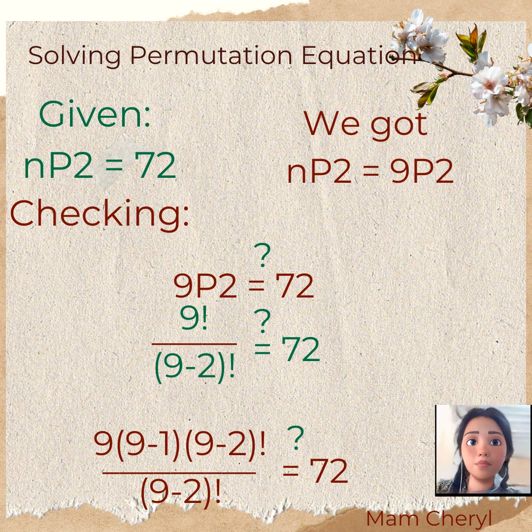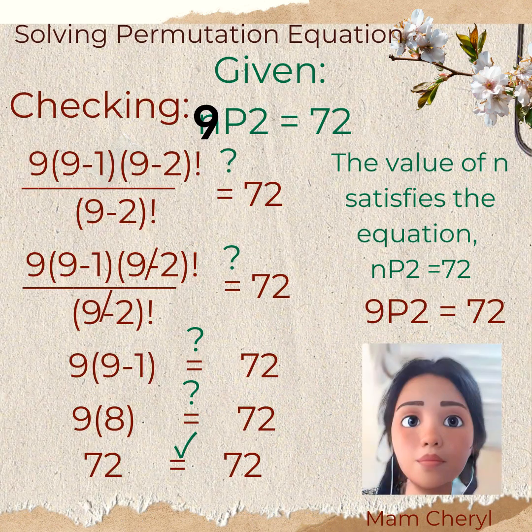Checking is done only by substituting the value that we got. So we have permutation of 9 taken 2, is it equal to 72? The expression at the left side must be equal to the expression at the right side. It is good to write the denominator first because in permutation, the denominator is already the greatest common factor. Remember that the greatest common factor is used to reduce a certain expression.